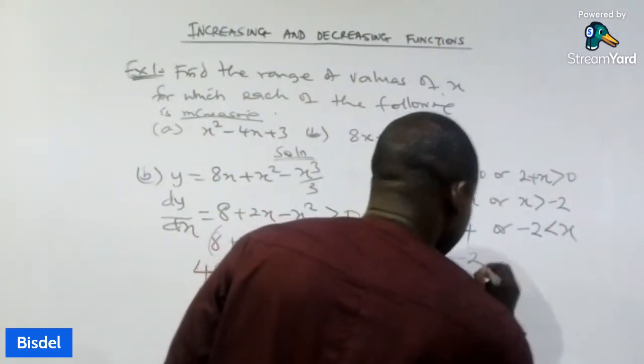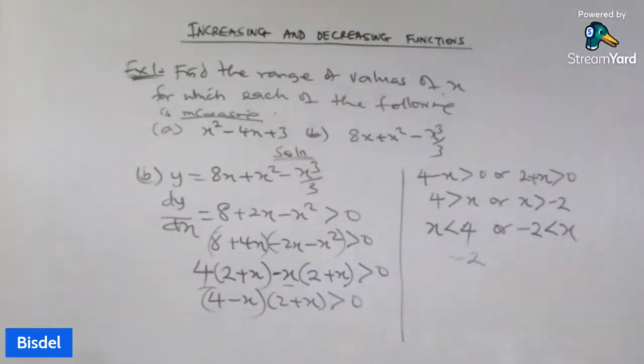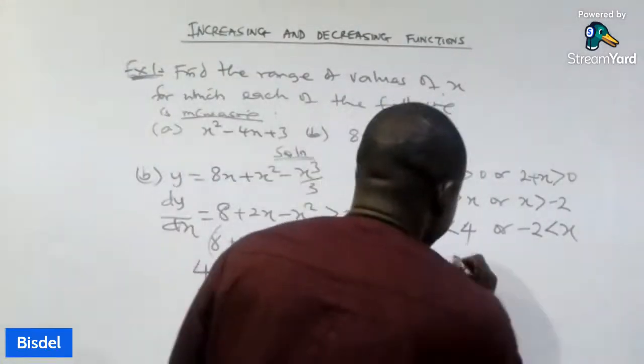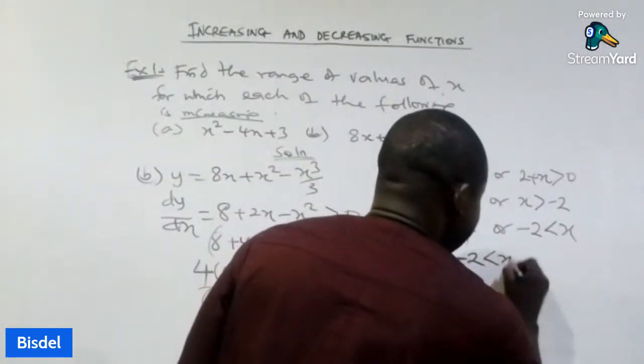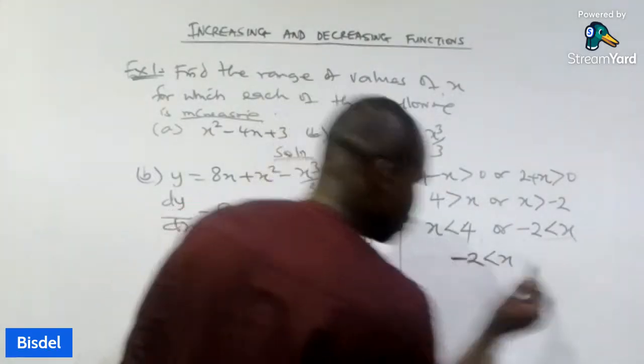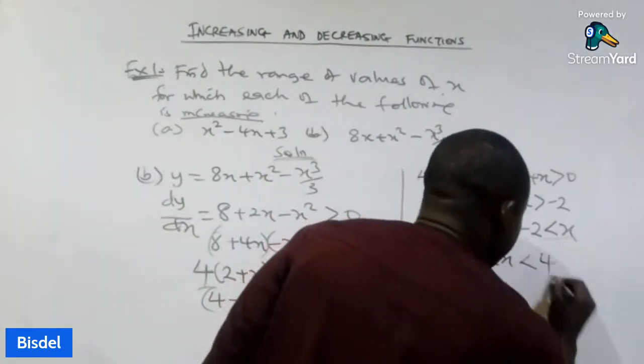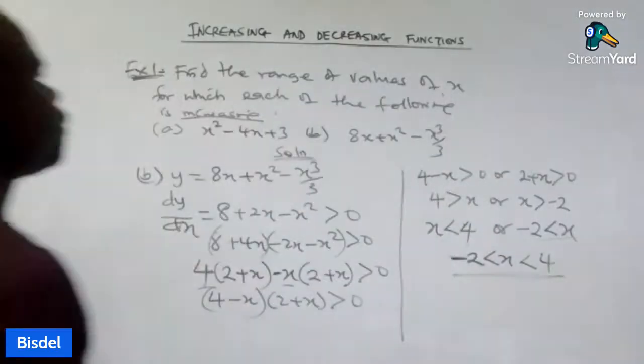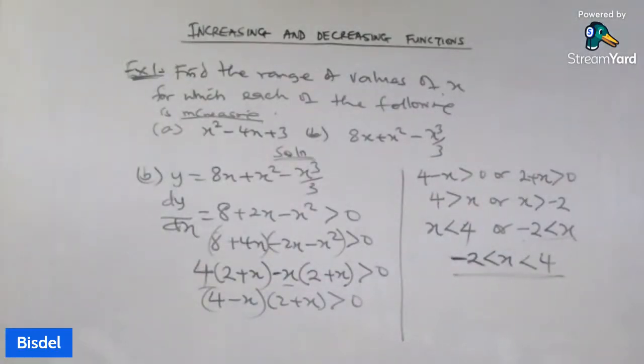I have minus 2 less than x. That's what I have here. Then I can combine this with the same x is less than 4. I will now say minus 2 less than x less than 4. That will be the range of values of x for which that function is increasing, for that second example.